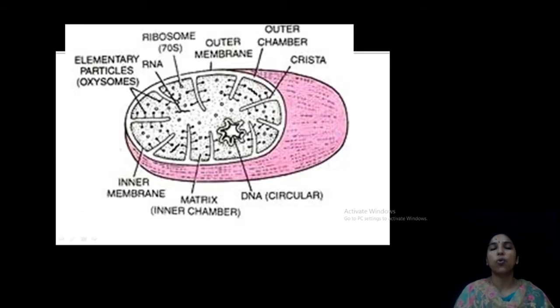Clear? Now in this image you can see how these are organized. This is the outer membrane and this is the inner membrane, and the inner membrane has foldings. The foldings of the inner membrane are known as cristae. Clear? And the cristae have some other structures all around them, known as oxysomes.